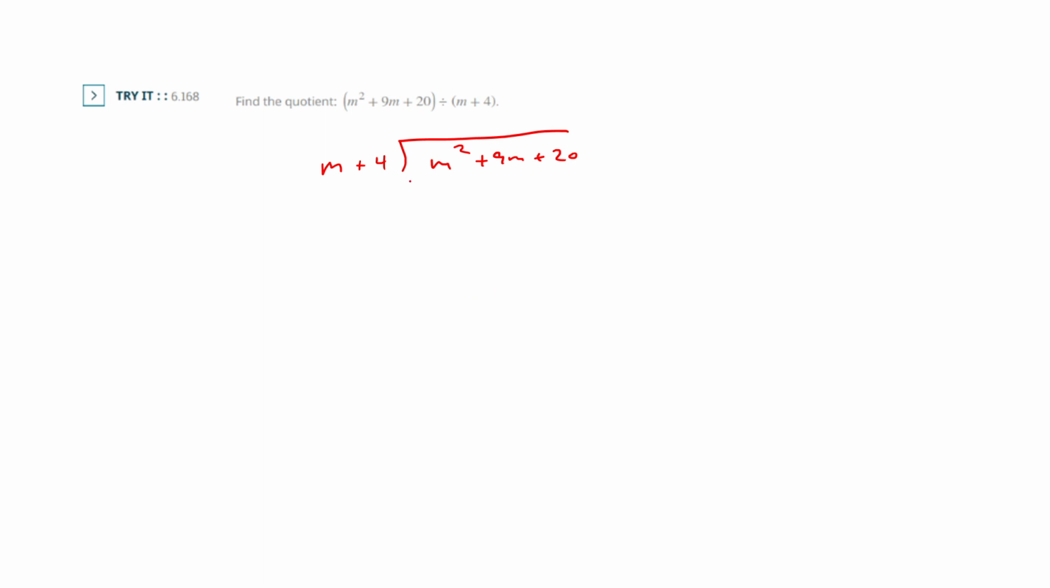Alright, so I'm dividing these two guys. I need m to turn into m squared. Just need to worry about the front end. So I'm going to do m. M times m is m squared. M times 4 is 4m. Check for my leftovers. This is not a 4m anymore. It's a minus 4m. So 9 minus 4m gets me 5m.